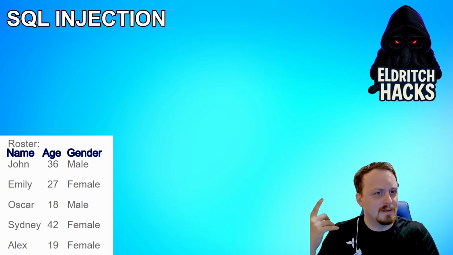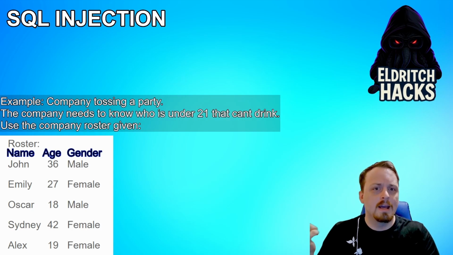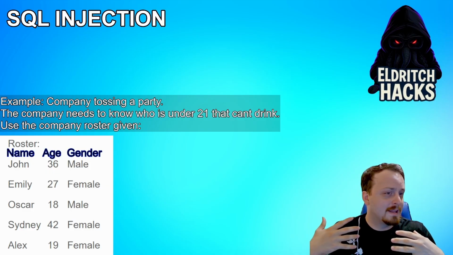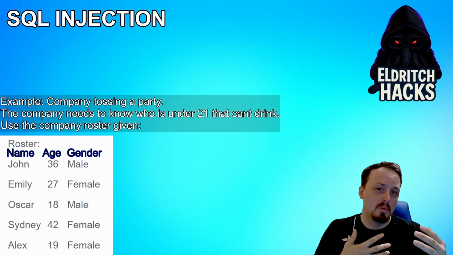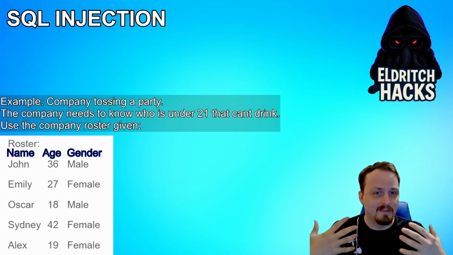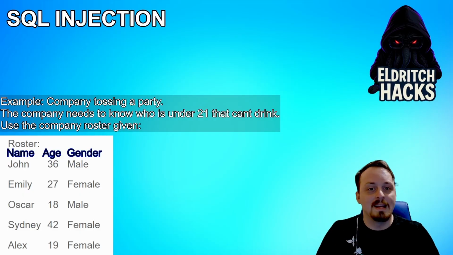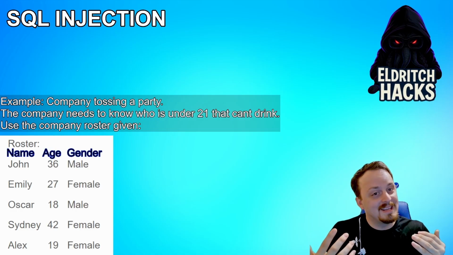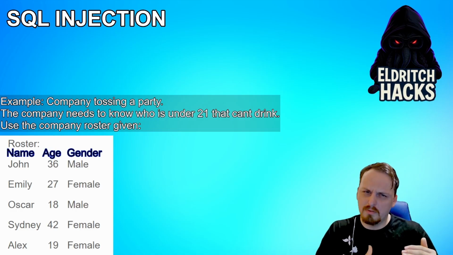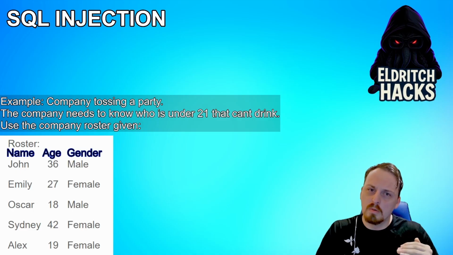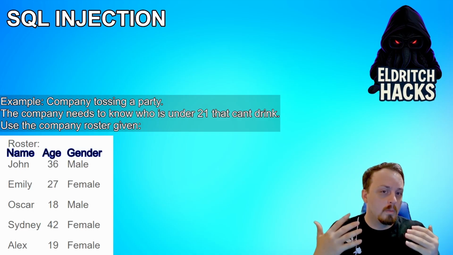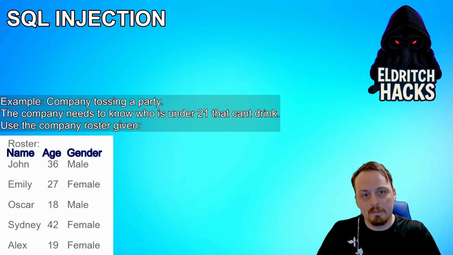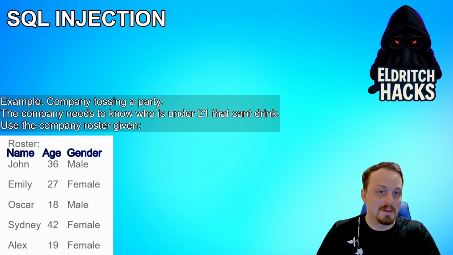So, I'm getting a proposal from my boss, and they're saying that they want to toss a party. They want to make sure that they don't give drinks out to anybody that's under 21. So, obviously, in the US, we can't have anybody that's under the age of 21 drinking. So, they want to make sure that we get a roster of roughly who is allowed to drink and who is not. So, we need to figure out who is under 21 and cannot drink at the company party.